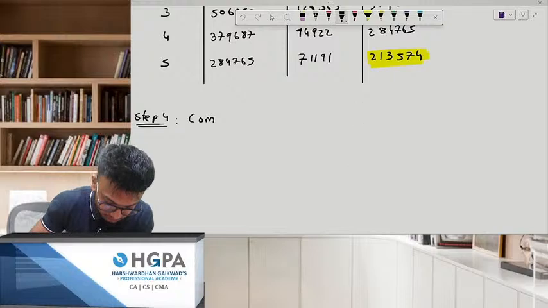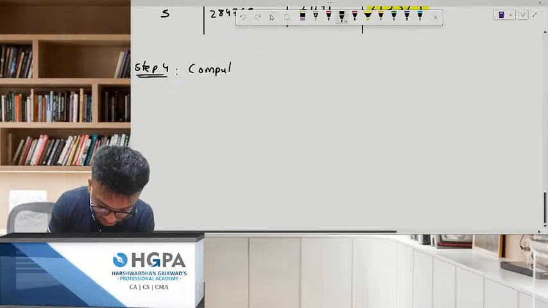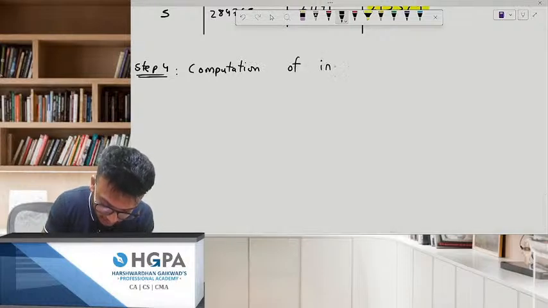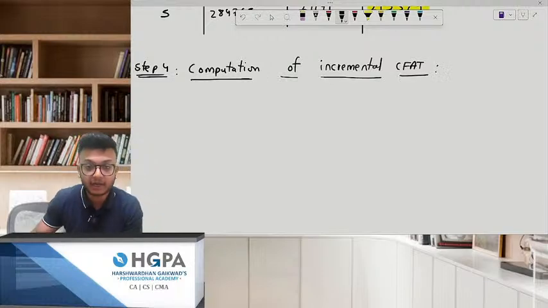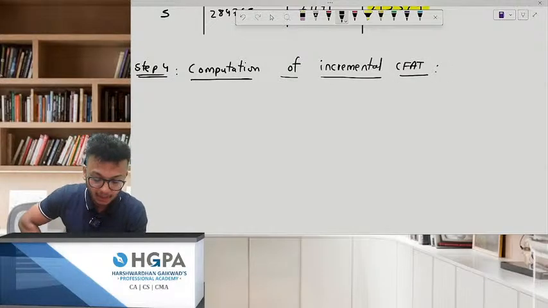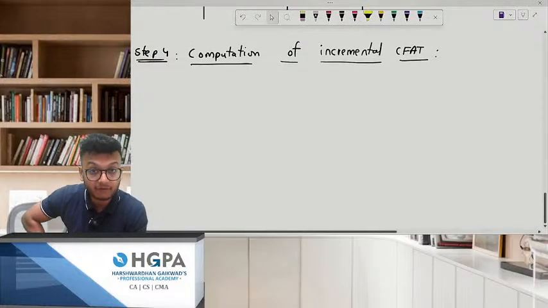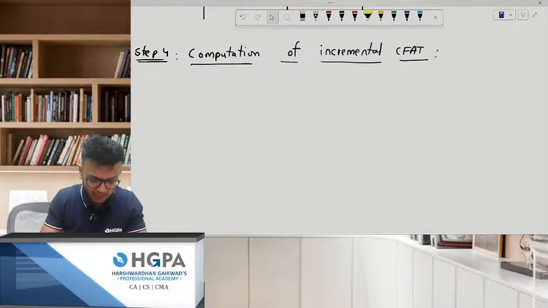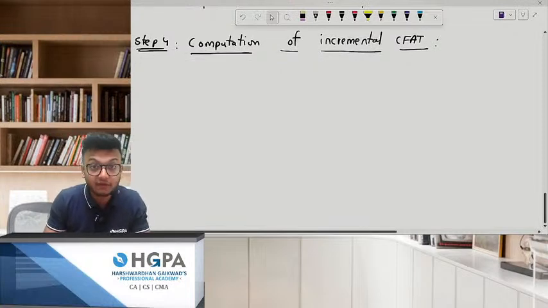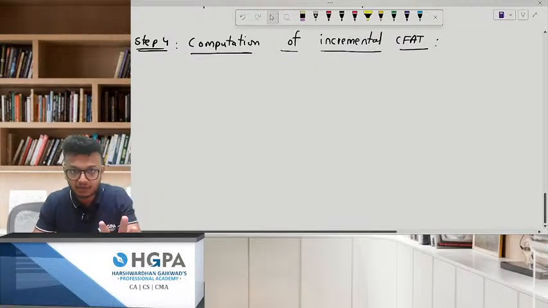And this will be computation of incremental CFAT, cash flow after tax. Now, the fun is there. The point is how you're supposed to do it. Anybody can do it. You can start solving also. So first, for how many years do we have to make it? 8 years or 5 years? 5 years.